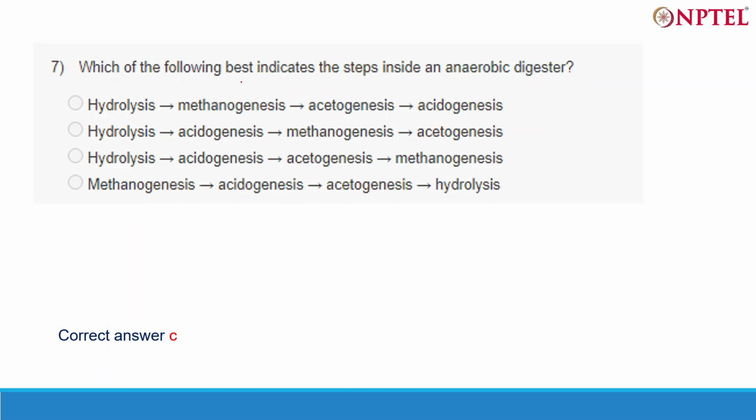Which of the following best indicates the steps inside an anaerobic digester? First, I was explaining the concept of the anaerobic digester. There are four steps. The first step is hydrolysis, that is breaking of proteins and carbohydrates into simpler monosaccharides. Then we have acidogenesis, the production of volatile fatty acids. Then after acidogenesis, we have acetogenesis, that is basically production of CO2 and acetic acid. Then methanogens work on them and produce CH4. So methanogenesis. So the correct answer is answer C.